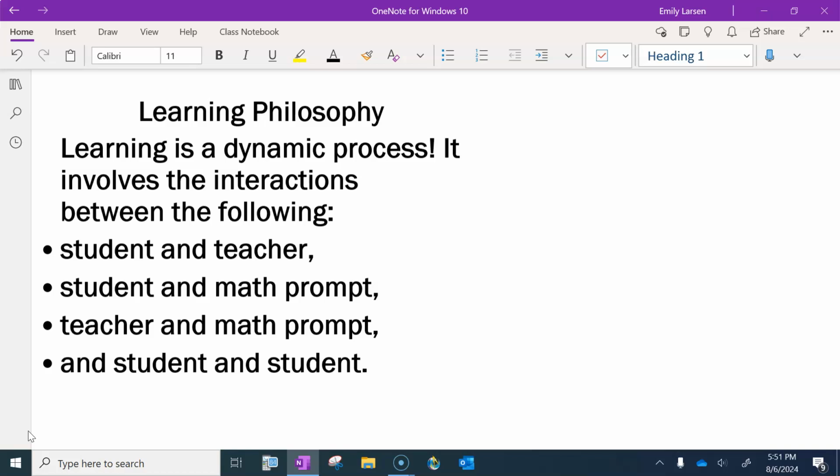Then the fourth is student and student interactions. I try to have these student-to-student interactions regularly. Students need to communicate math and be able to communicate their thinking to others. So this is a way that they can practice doing that.